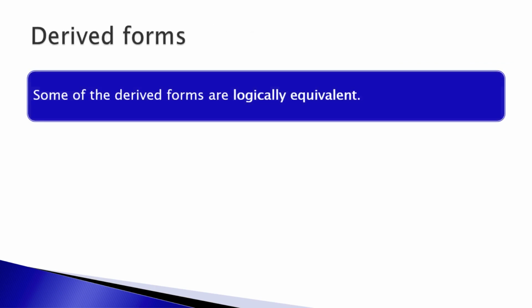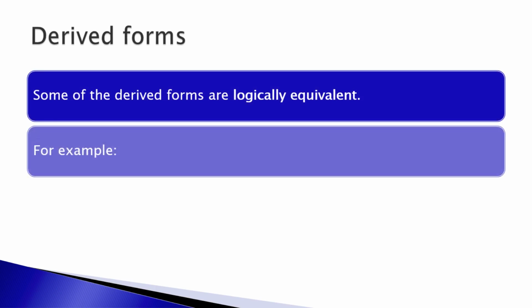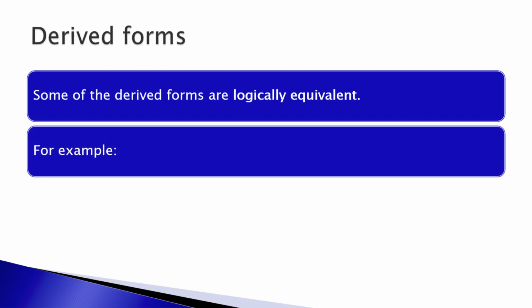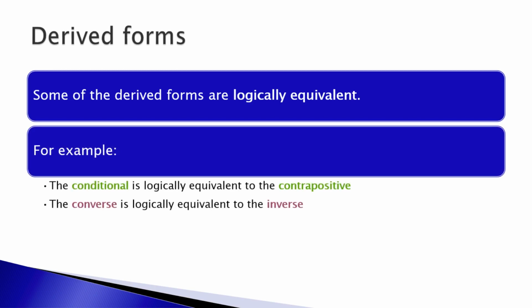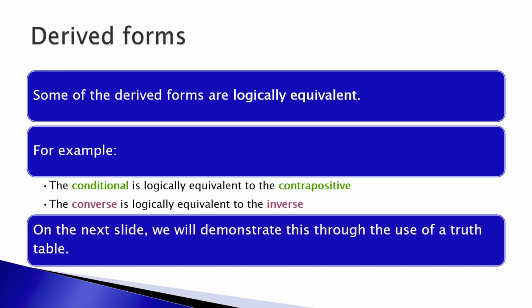And now we're going to look at the derived forms. Some of the derived forms are logically equivalent. For example, we can see that the conditional is logically equivalent to the contrapositive. The converse is logically equivalent to the inverse. On the next slide, we will demonstrate this through the use of a truth table. Logically equivalent, by the way, don't forget, means that they have the exact same values on the truth table.